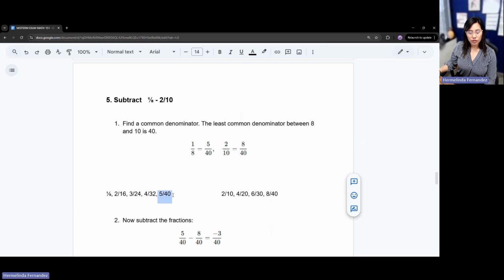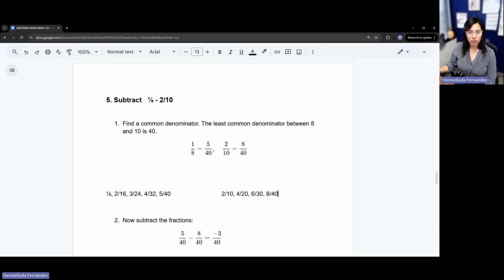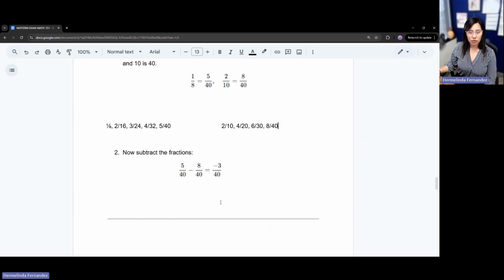And then your common denominators would be 5/40s and 8/40s, right? So 5/40s and 8/40s. So then from there, all you'll have to do is subtract both of those. So you found your common denominator, so now you're going to subtract both of those fractions, and you will end with negative 3 over 40, okay?